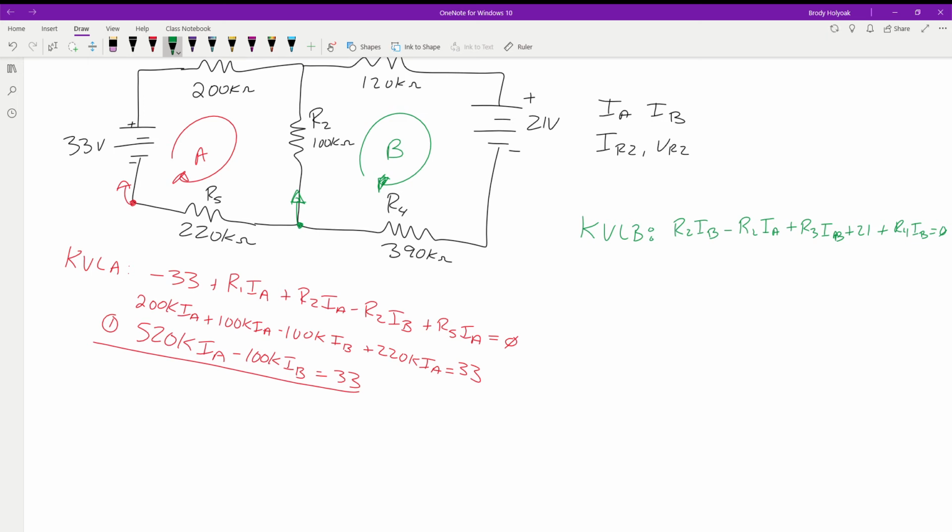Then we add our values back into it. So we have 100K IB minus 100K IA plus 120K IB plus R4, which is 390K IB, and that's going to be equal to a negative 21.